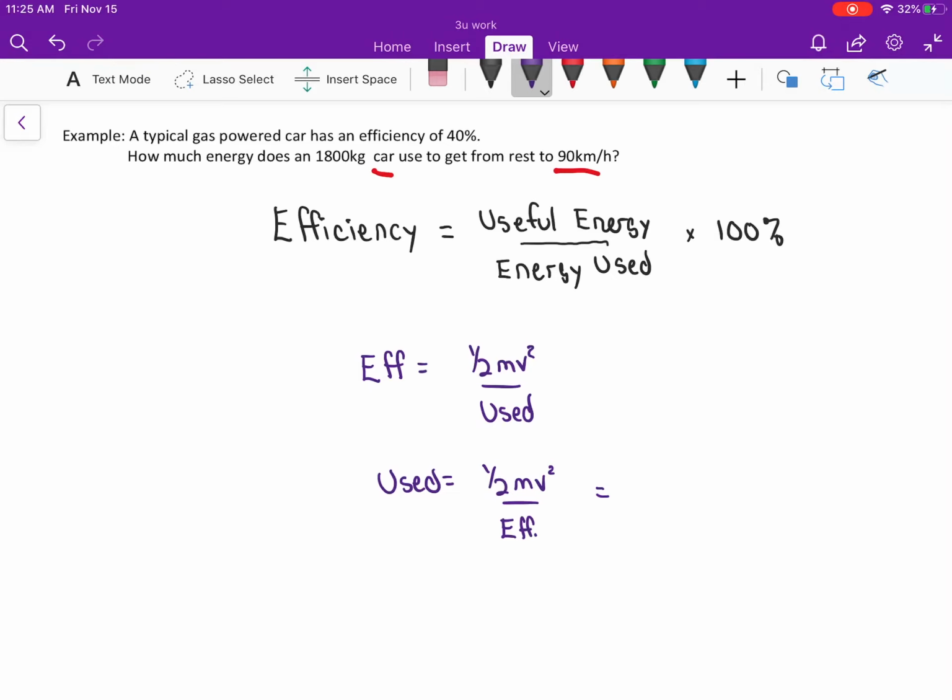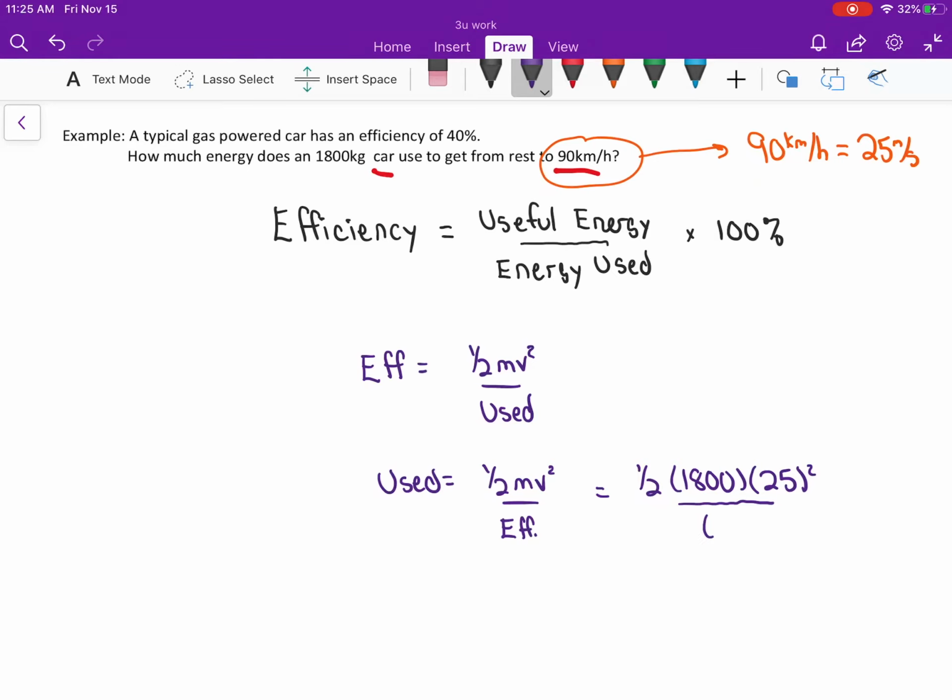For the numbers made up here, a car with a mass of 1,800 kilograms going 90 kilometers per hour. To use that properly, we have to convert it to meters per second. 90 kilometers per hour is a nice clean one. The conversion ratio is 3.6, or you could do your two conversions, get it into seconds, then get it into meters, but it works out nice and clean to 25 meters per second.